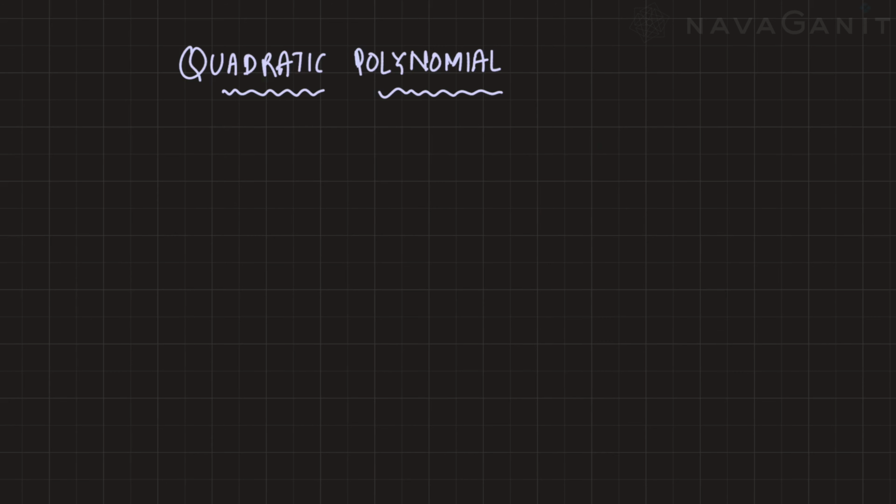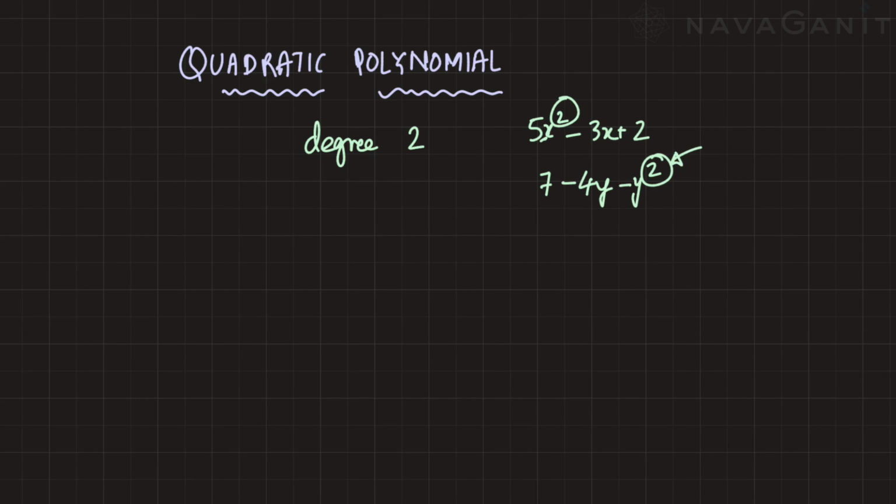Now let us look at a quadratic polynomial. So a polynomial with a degree of 2 is a quadratic polynomial. For example, 5x squared minus 3x plus 2. So this is a polynomial with a degree 2, so this is a quadratic polynomial. Say we have 7 minus 4y minus y squared. Again, it's a polynomial with a degree 2, so this is also a quadratic polynomial. Similarly, z squared minus 6z plus 8 is also a quadratic polynomial.